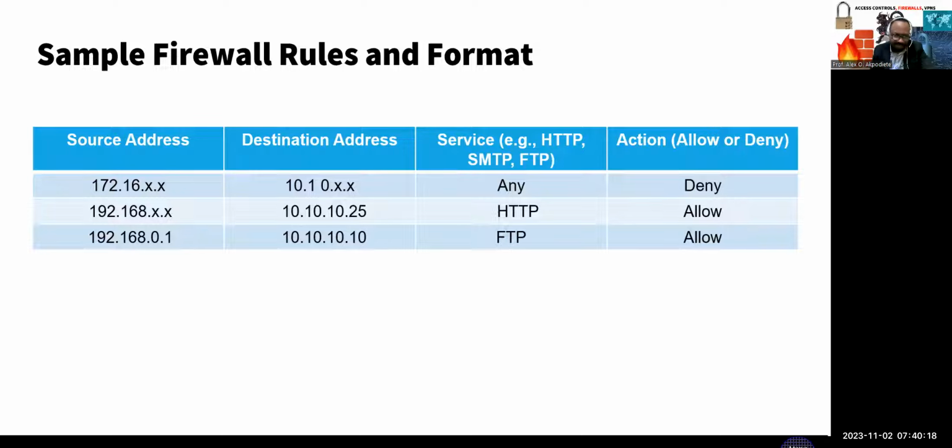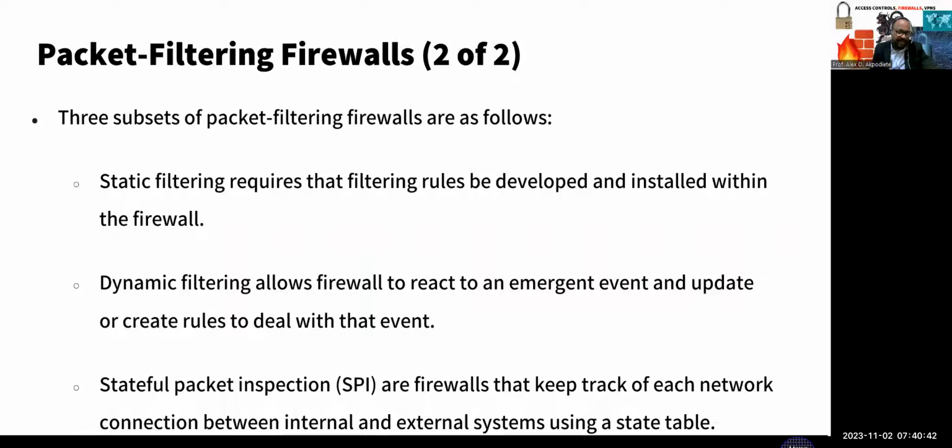The one on top is the class B IP address, and the one on the bottom is the class C IP address. Going to this particular 10.1.0, it says from any, in terms of any protocol, or it says service here, then the rule applies to it, and then the action will be deny or allow, right? So that's just a sample rule. So that's how it will work.